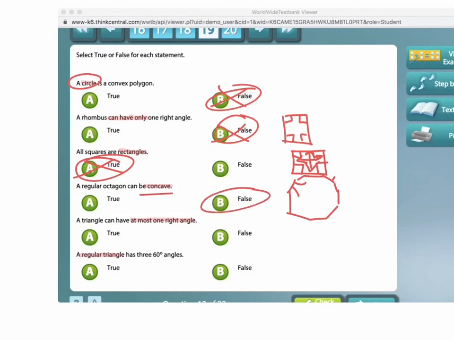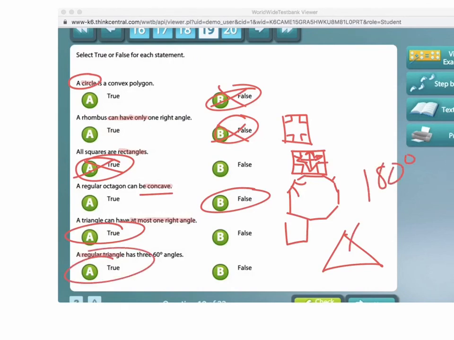A triangle can have at most one right angle. That is true. There's no way to make a 3-sided shape with more than one right angle. You would never close that shape. A regular triangle has 3 60-degree angles. That is true because all triangles have 180 degrees inside them, and if you divide that by 3, you get 60 degrees for each angle. So a regular triangle would have 3 60-degree angles.